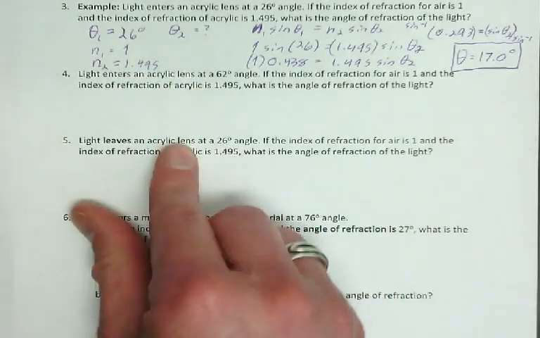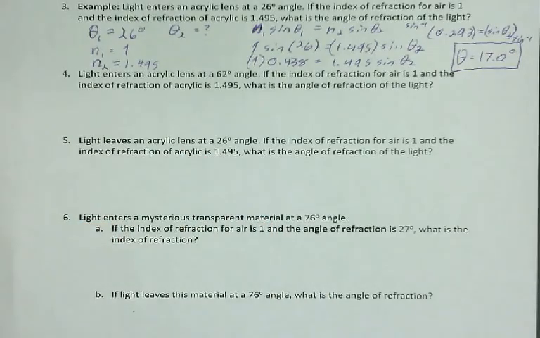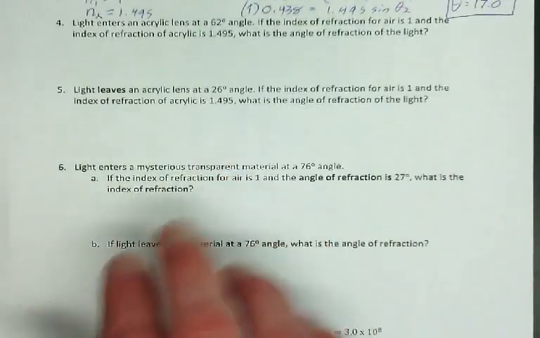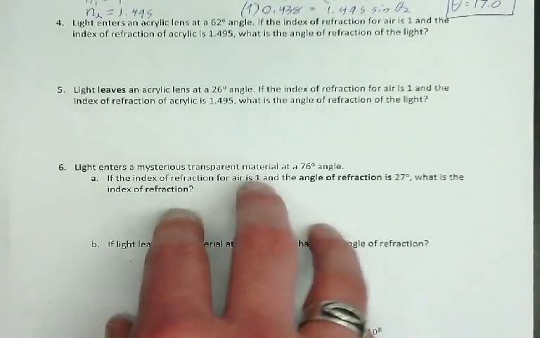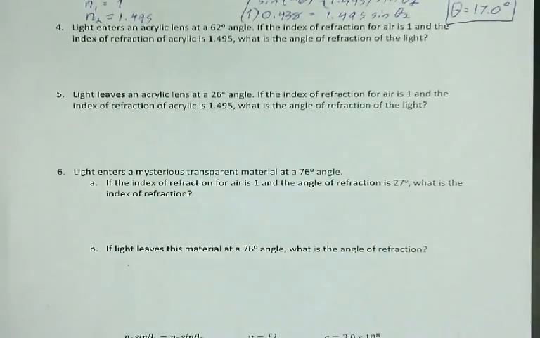Then it's light leaving acrylic. So that one's going to change what n1 and n2 are. And then the last one is a mystery material that you don't know the index of refraction of, but you do know the angle of refraction. You're going to solve for n to see what you get.